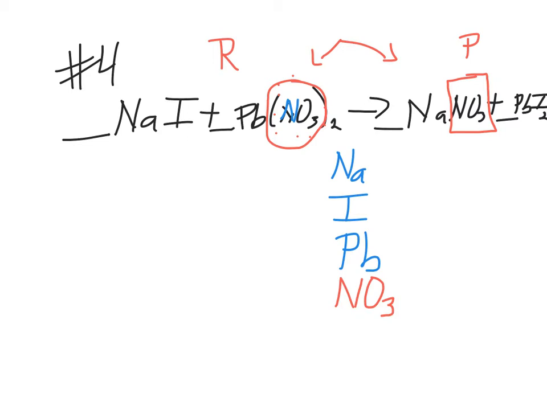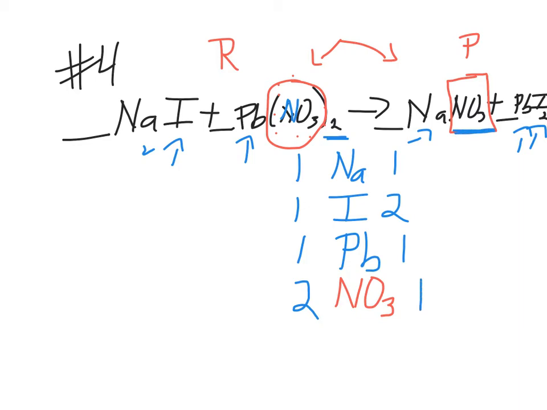But let's go ahead and start with what we have. Sodium, we have 1. Iodine, we have 1. And over here, iodine, we have 2. Here we have 1 lead, and over here we have 1 lead. Now, how many NO3s do we have? That number on the outside tells you how many total of that compound you have. Here you don't have parentheses, and that's because you only have 1 NO3.